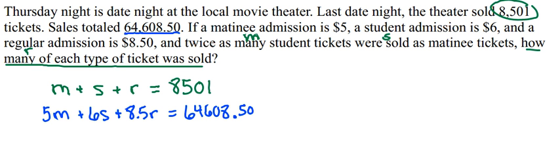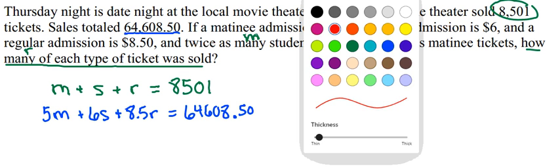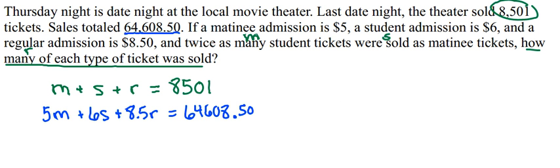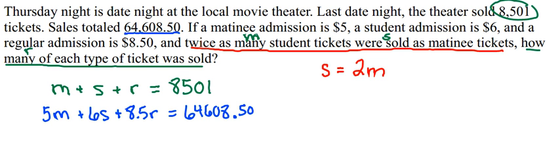We got two equations, but how many do we need? 3. Where's our last equation going to come from? Twice as many student tickets were sold as matinee tickets. So the number of student tickets is equal to what? Twice as many as the matinee tickets. 2M.